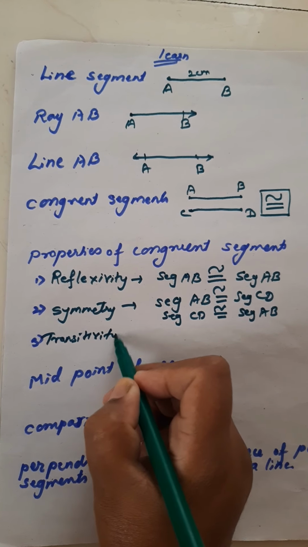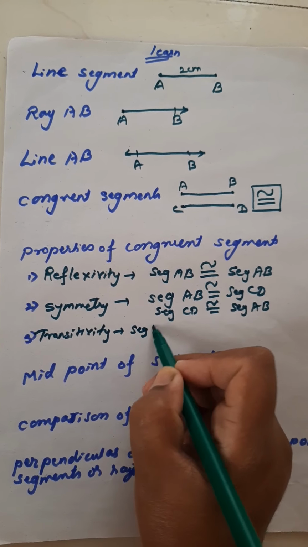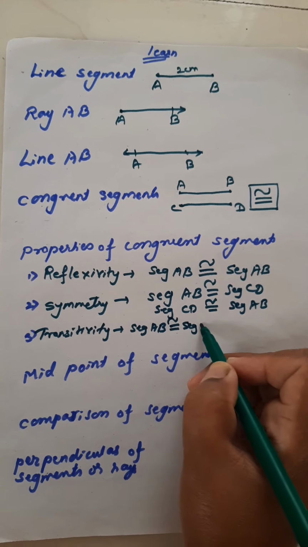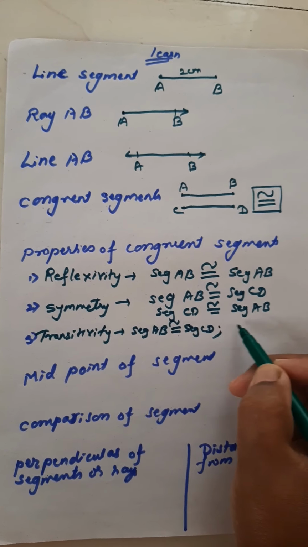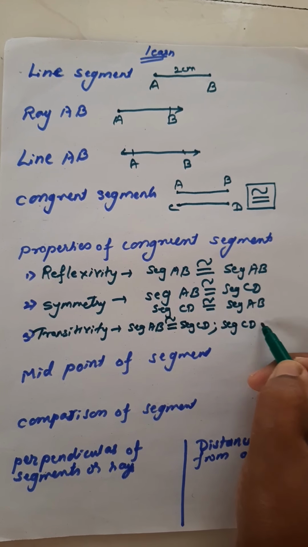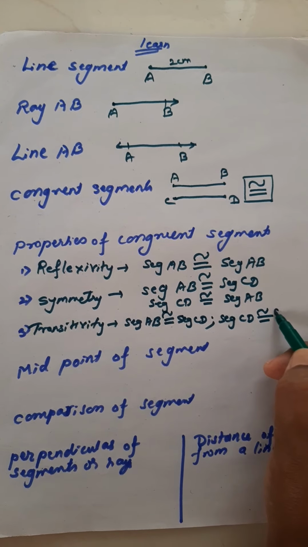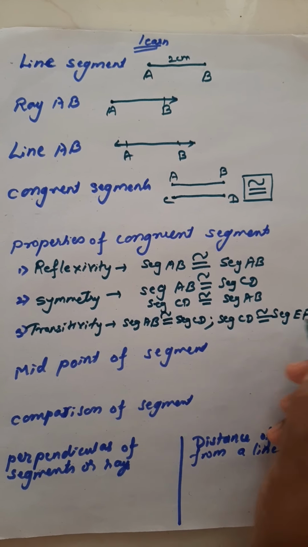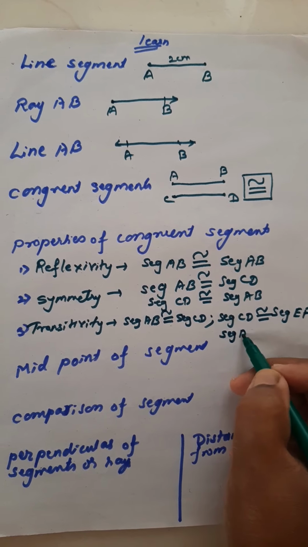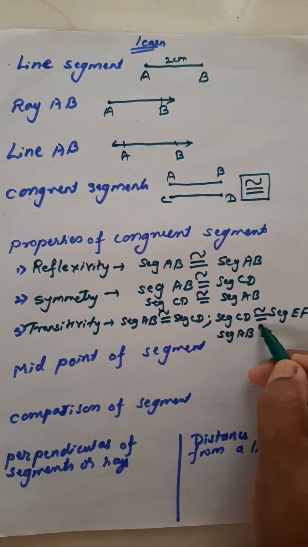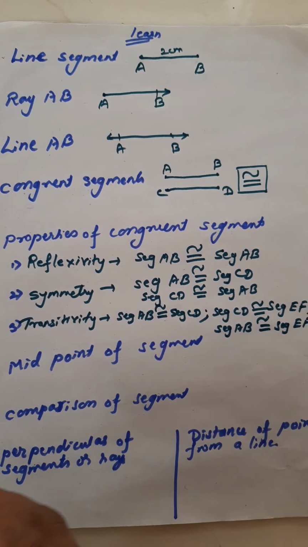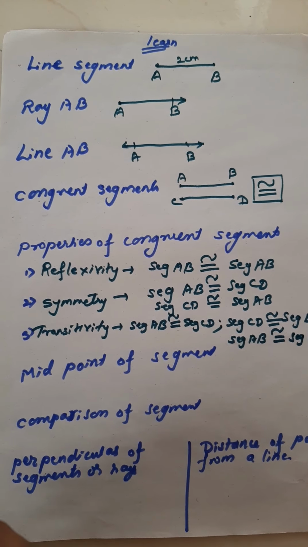Transitivity. In this, segment AB is congruent to segment CD. Okay. Second point, segment CD is congruent to segment EF. And third point, segment AB is therefore congruent to segment EF. Okay, these are the three properties.